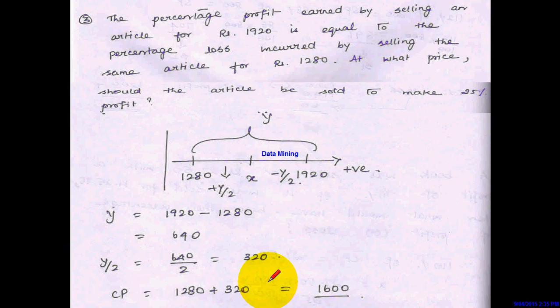Yes, the next problem is: the percentage profit earned by selling an article for rupees 1920 is equal to the percentage loss incurred by selling the same article for rupees 1280. At what price should the article be sold to make 25% profit?